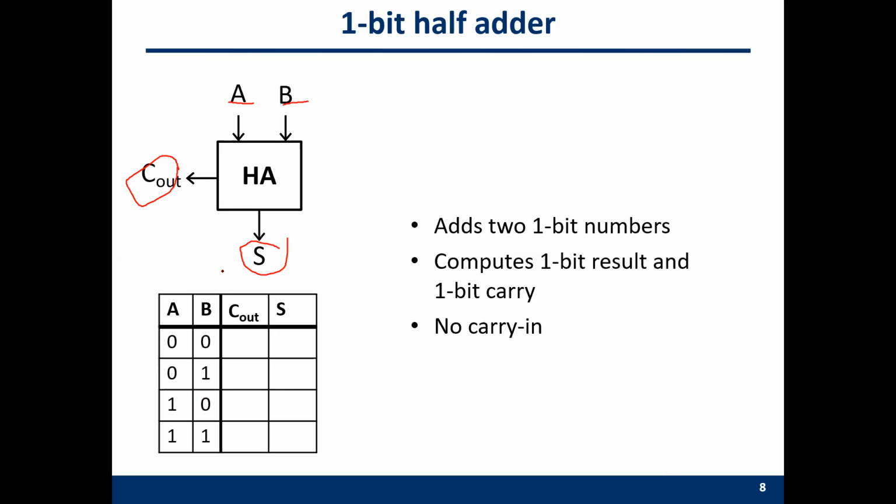Because we have 2 inputs, then this is the truth table. The row number is 2 to the power of 2, which is 4. 0 plus 0, sum is 0, carry out is 0. 0 plus 1, sum is 1, carry out is 0. 1 plus 0, the sum is 1, the carry out is 0. 1 plus 1, the sum is 0, carry out is 1, because this is a 2 actually. This is the truth table.